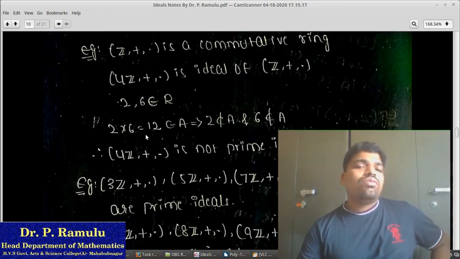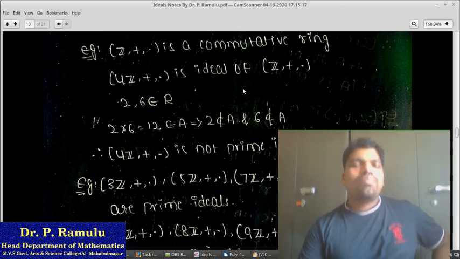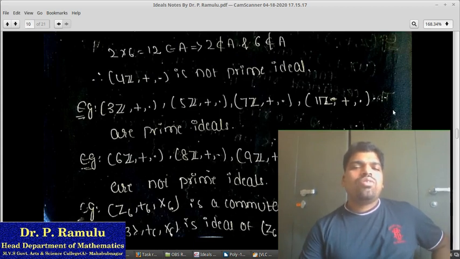The result 12 belongs to A and 2, 6 belong to Z, but 2 does not belong to A and 6 does not belong to A. Therefore 4Z, plus, dot is not a prime ideal. Similarly, you can verify that 3Z, 5Z, 7Z, 11Z and so on are prime ideals. If I write here pZ, plus, dot where p is prime, it is a prime ideal.